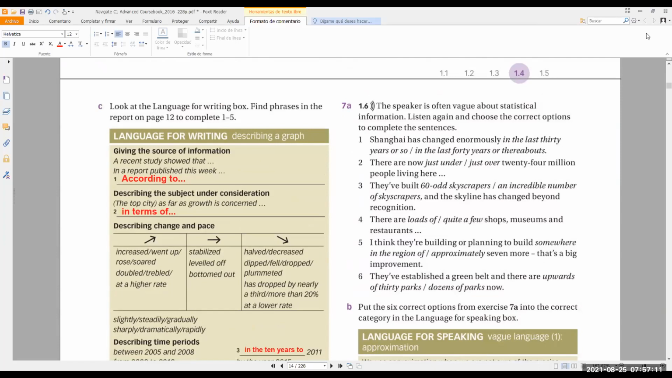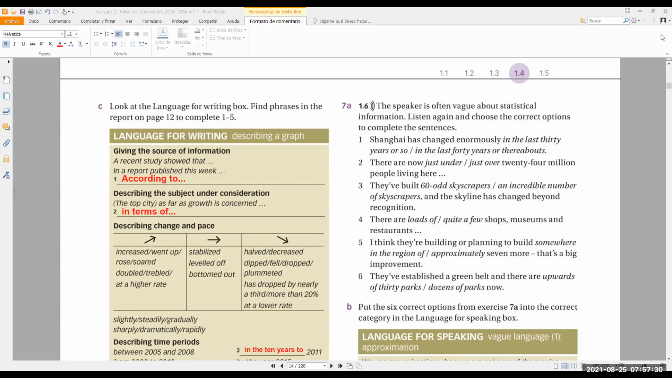Shanghai has changed enormously in the last 30 years or so. I mean, it's really grown a lot. There are now just under 24 million people living here. That's double the population of the late 80s. So the past 30 years or so have seen some big changes.